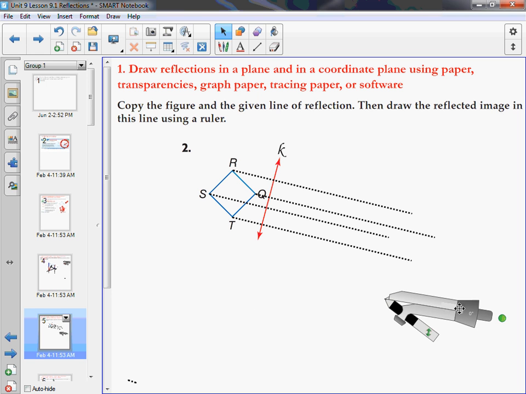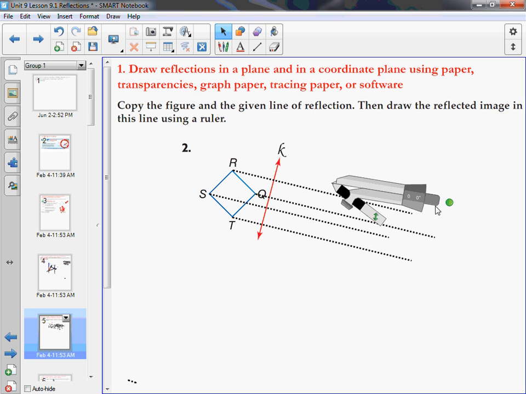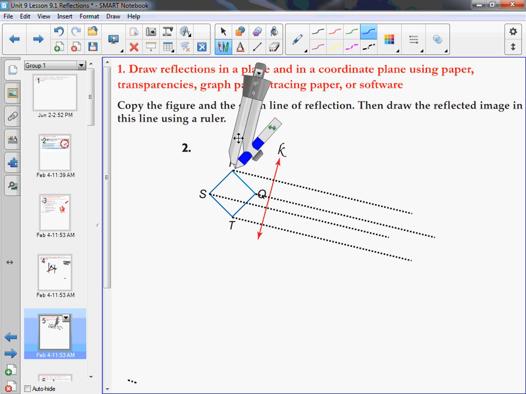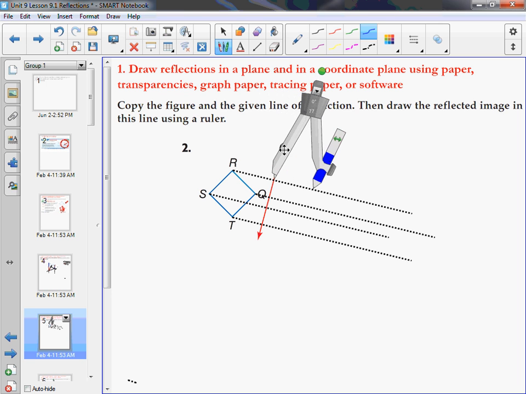All right, now, get your compass. Move your compass point. I'm going to start with R. Start with whatever point you want. I'm going to put the point of the compass on R. I'm going to stretch the compass out so that the pencil is on the line of reflection. Then I measure that exact same distance. R prime is the same distance from the line of reflection as R is.